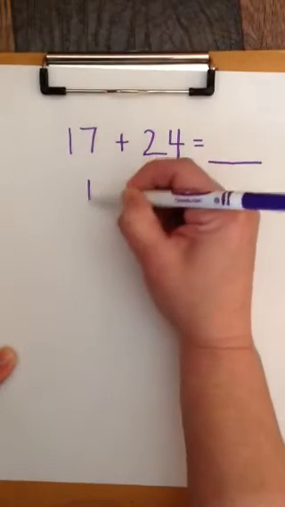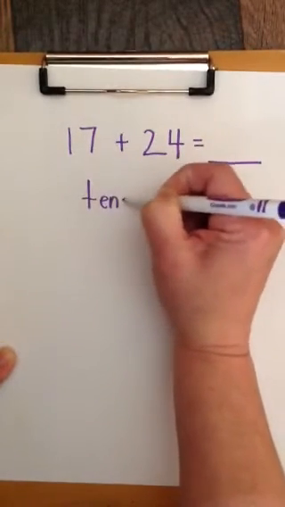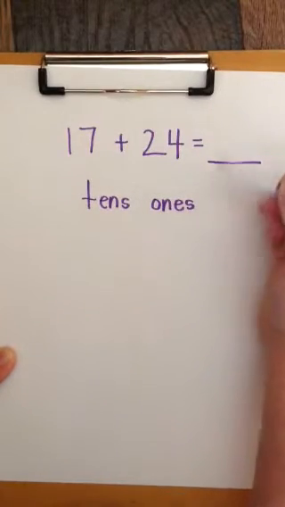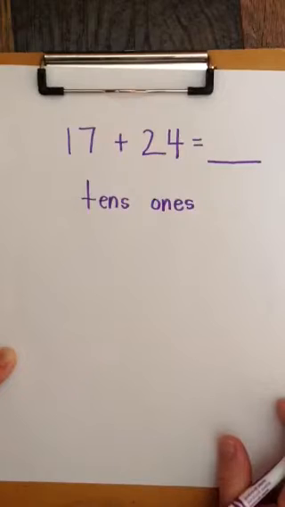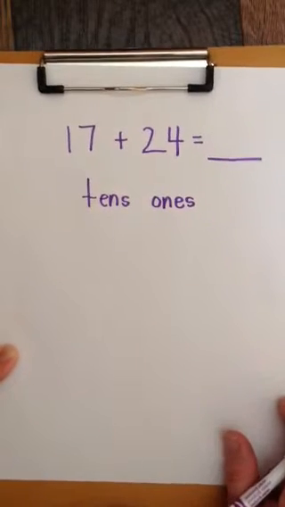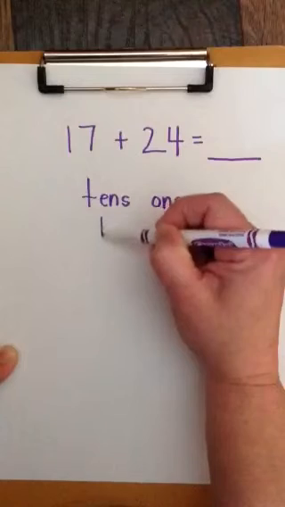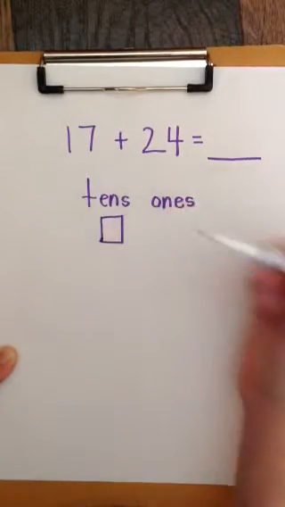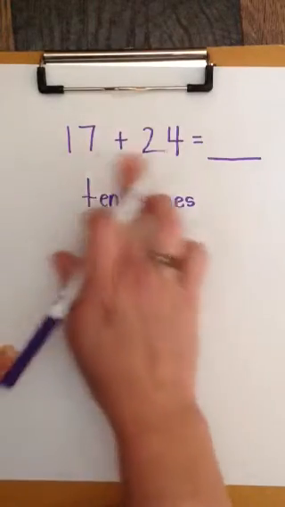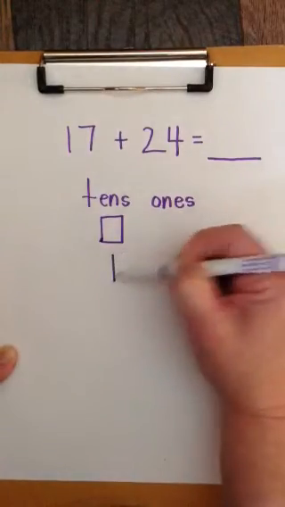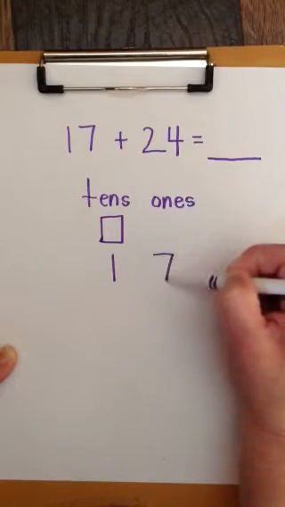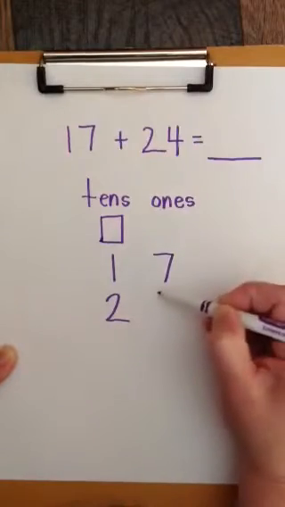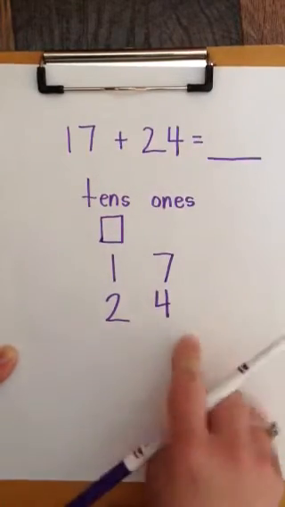So let's do our tens place and our ones place. And we're going to set our problems up because I'm telling you we're regrouping. We're going to make a regrouping box like Mrs. Wolf did. And then underneath it, we're going to set up our math problem vertically. The 7 has to be right next to the 1, so 17 is lined up like that, and 24 would be lined up like that.